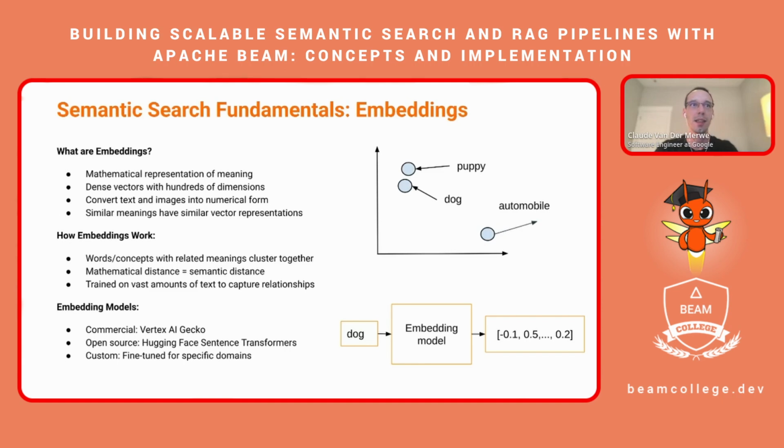Some of the commonly used embedding models are commercial models like Vertex AI, Gecko model. There are open source models available on Hugging Face sentence transformers, and some use cases might require fine-tuning models for specific domains, for example, financial data or code.